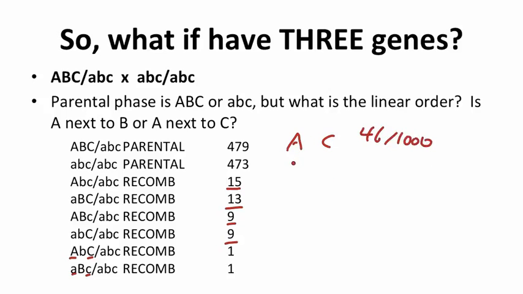What about between B and C? Which ones are recombinant, which ones are parental? I'll change the color of my diagram here. Between B and C, this would be parental, this would be parental, this would be recombinant, this would be recombinant, because again we have big B, little c, little b, big C. This would be recombinant, this would be recombinant. So in this case, we'd have 20 over 1,000 will be recombinant between B and C.